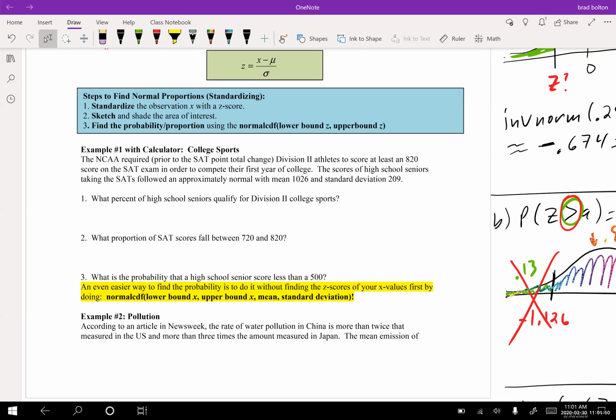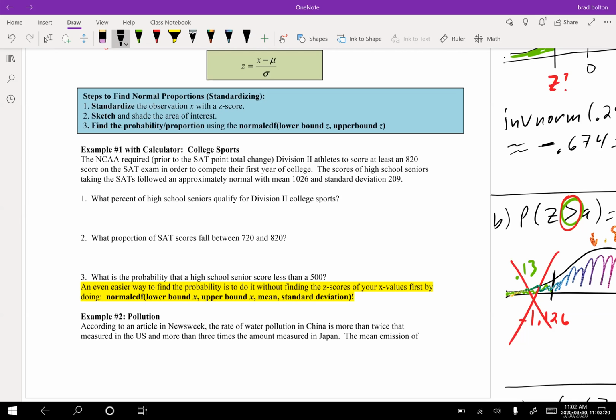Okay, so let's see here. Actually, I think I'll jump straight into the calculator. Here we have steps to find normal proportion standardizing. Standardize the observation X with the z-score. Sketch and shade the area of interest. Find the probability of proportion using normal CDF, lower bound, upper bound. So we already know how to do this. That's what you've been practicing. So it says here, what percent of high school seniors qualify for Division II sports? So we got to read the problem.